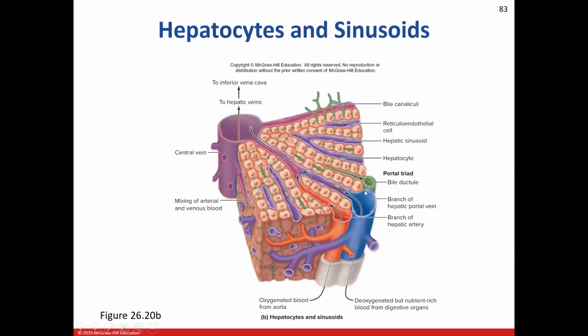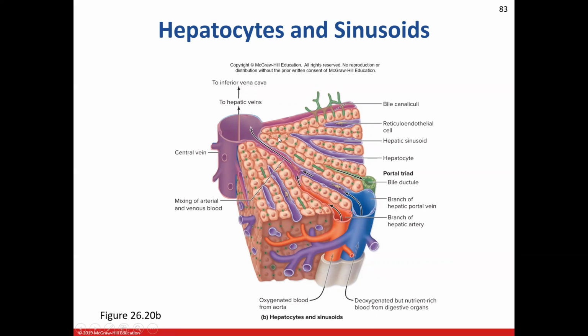Now let's move in a little bit closer and really get an idea. So here's the central vein at the middle. On the periphery, we have our portal triad here, and you have the bile ductule. We've got a branch off the hepatic portal vein, and then we're going to have a branch off the hepatic artery. Now, if you notice the directional arrows here showing you the movement of substances, pay close attention. If you notice, the blood vessels are going to move their blood from the periphery towards the center.